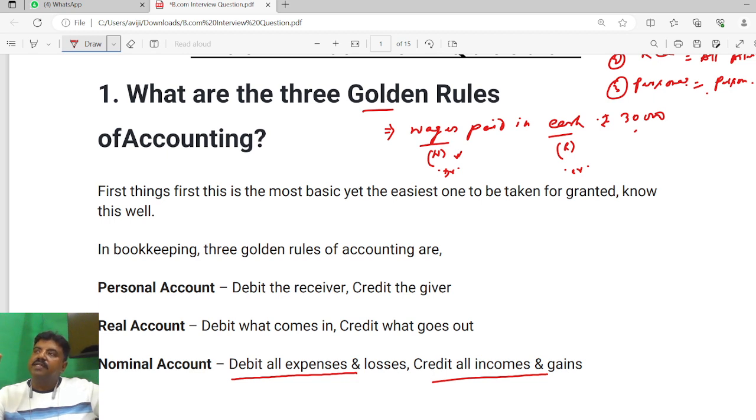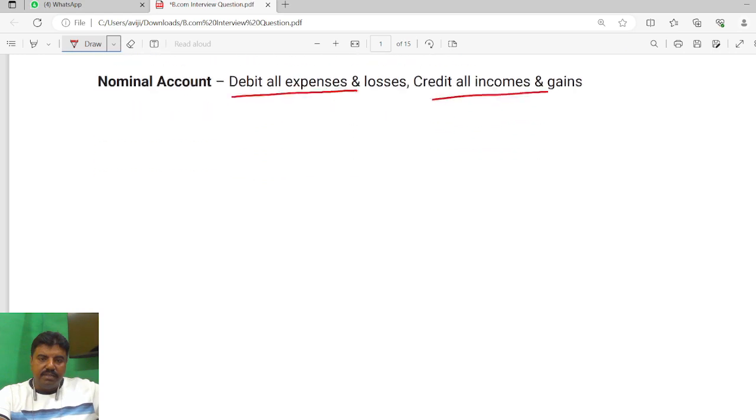And in nominal account, expenses and losses are debit, income and profit is credit. Okay, so this is the golden rule, how it is applied to decide the debit and credit in a transaction. I hope this is clear to you. Okay, now come to the next question.